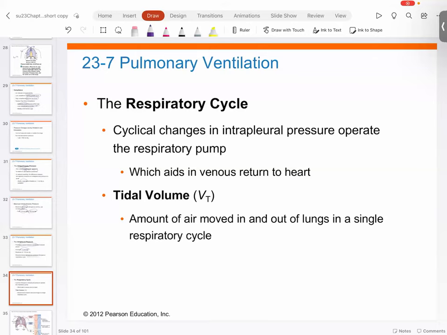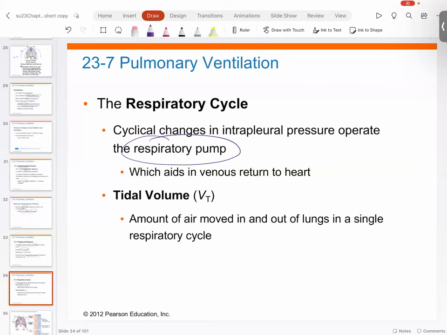So it kind of pulls that lung open just enough to get you to that point. So when you're taking a look at your respiratory cycle, you're talking about this oscillation between inspiration and expiration. And it's this oscillation that creates this respiratory pump that we talked about in the last chapter, how you get venous blood return to the heart itself.